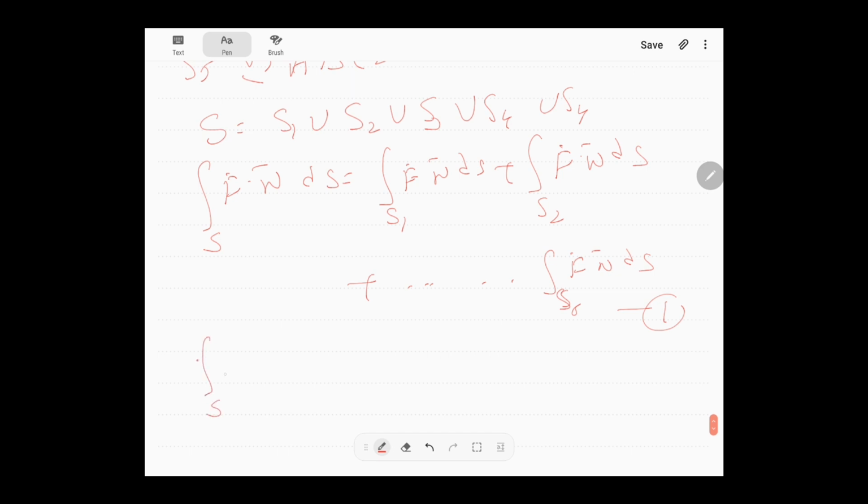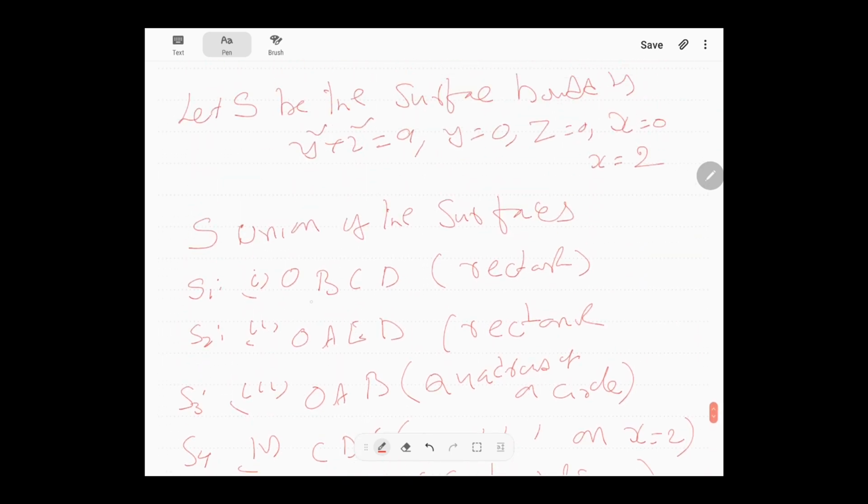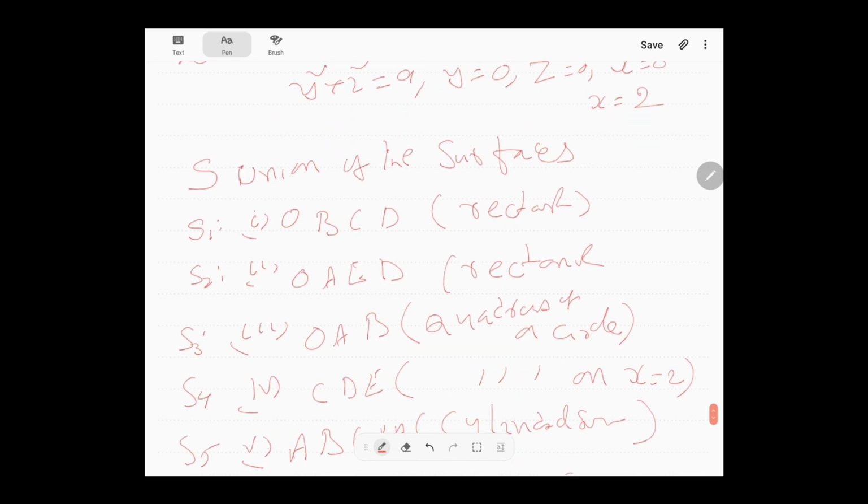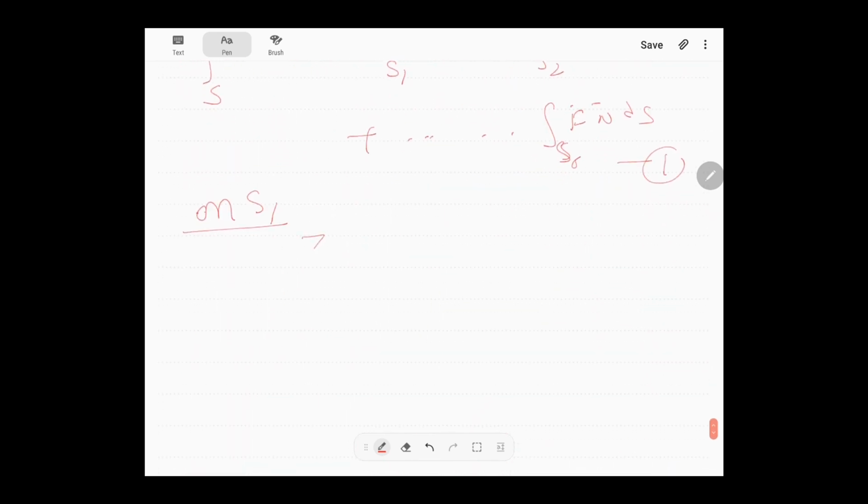First thing, on S1, what is your S1? S1 is OBCD. This is on the XY plane. On S1, z is equal to 0 and x will be in between 0 and 2, and y will be in between 0 and 3. So you have this x-axis, this y-axis, this is y equal to 3, this is y equal to 0, this is x equal to 0, this is x equal to 2, on the xy plane.